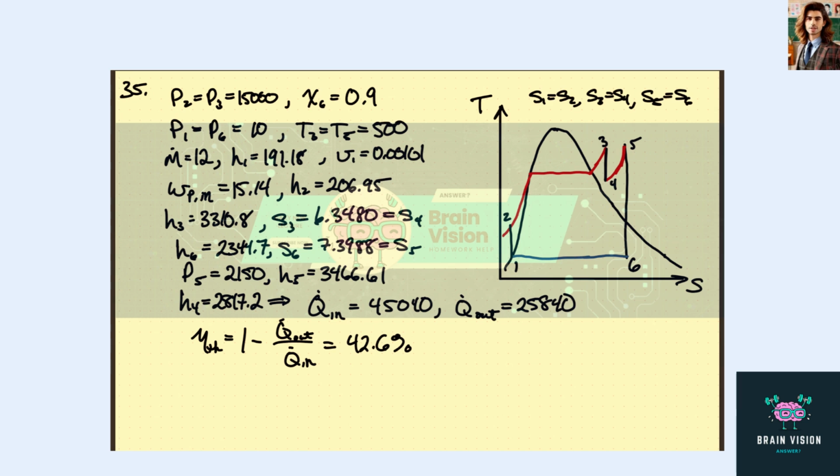We have a steam power plant, ideal reheat cycle again. In this case, we are told we have 15 megapascals up at the high pressure side and 10 kilopascals down at the low pressure side.